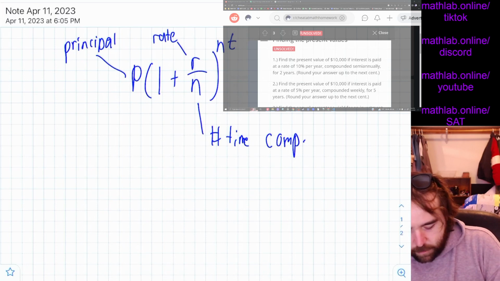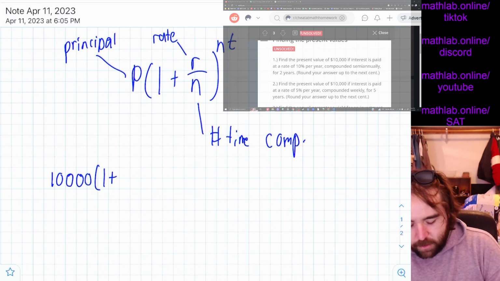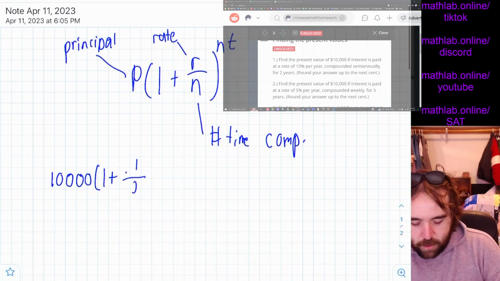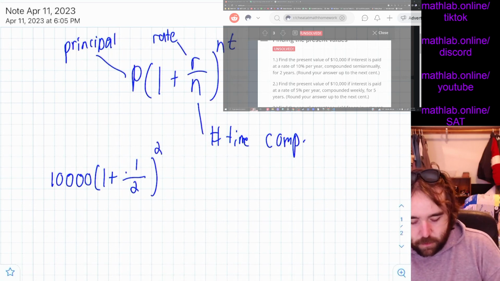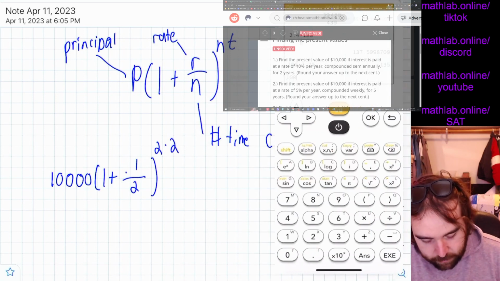We're going to go 10,000 times 1 plus the rate. And remember, whenever you use a percent in an equation, you have to put it as a decimal. So 10% as a decimal is 0.1. So 0.1 divided by 2 raised to the 2 times number of years, which is also 2. And then you just put that in the calculator.